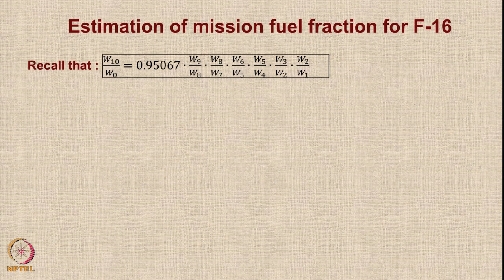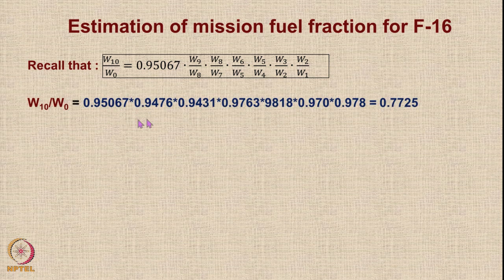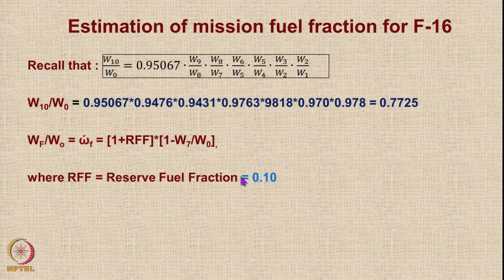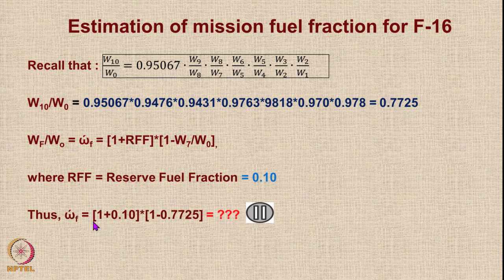So, what we do now is we know that we had to calculate these 6 fractions. So, we bring all the numbers together which we have calculated for the climb, for the cruise and all the segments. And if you multiply all of them together, you get 0.7725. Now, if you use this expression including the reserve fuel fraction of 10%, you can get the value of Wf by W0. It will be 1 plus 0.1 times 1 minus this particular number. Please pause the video and calculate this number. It turns out to be 0.25018. So, nearly 1/4 of the aircraft weight, slightly more than 1/4 of the aircraft weight, is going to be the fuel.